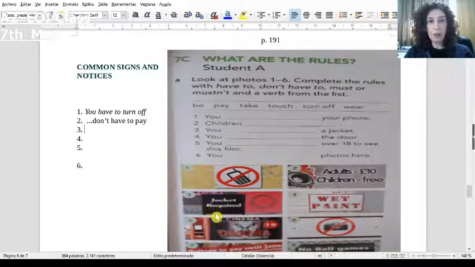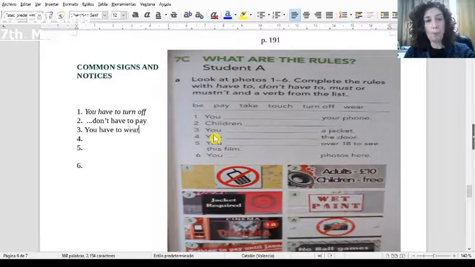3, jacket required. Jacket required. Then you have to or must, los dos son válidos, you must or you have to wear a jacket. Yeah, you have to wear a jacket.